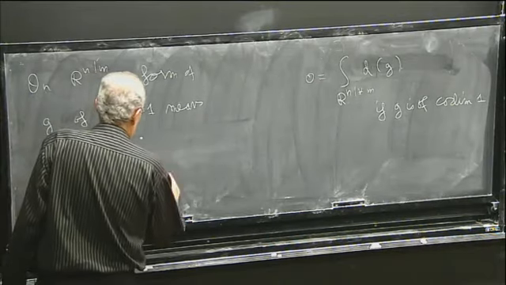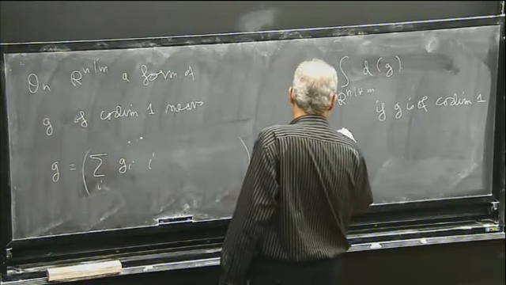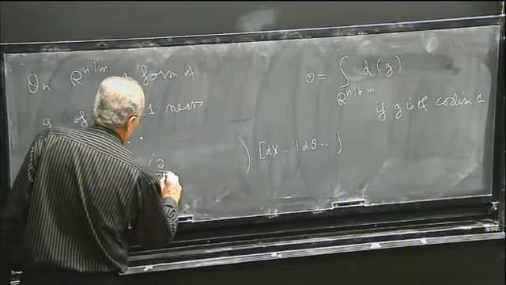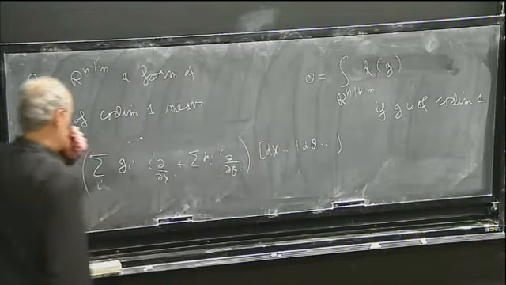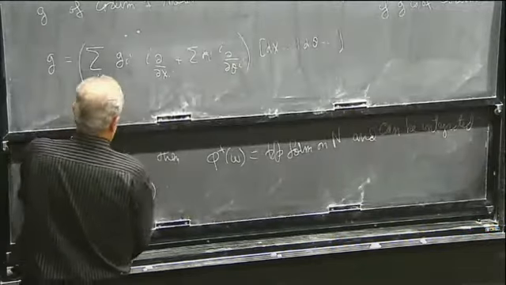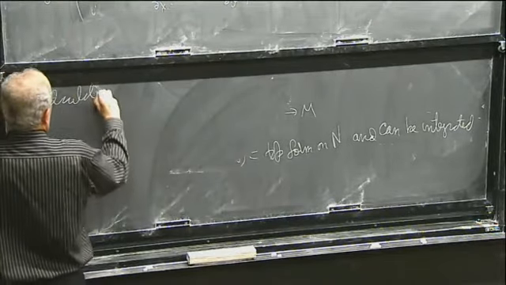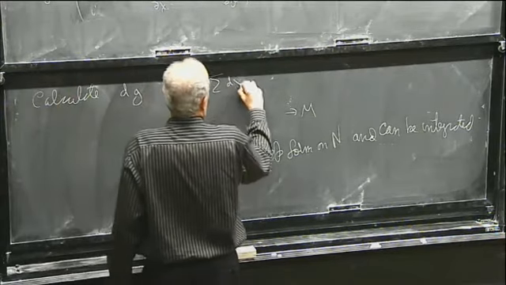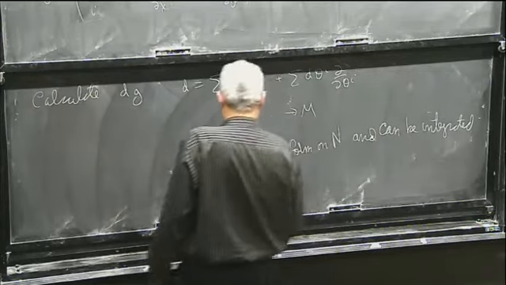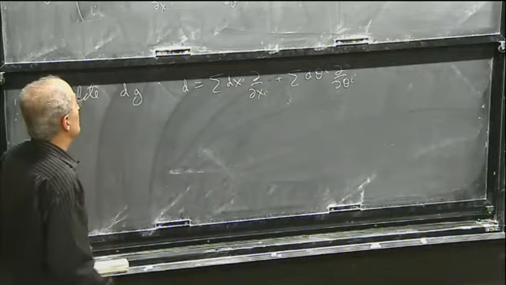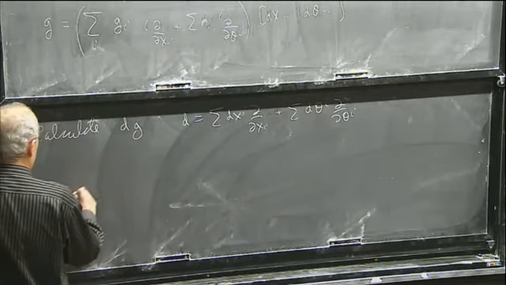So, a form of codimension 1 is gotten by acting on a top form with contraction operators with respect to either d by dx or d by d theta. Then we calculate dg, where d is the sum of dxi times d by dxi plus d theta, d by d theta. And the only terms that matter are the terms that restore whatever dx or d theta was removed by the contraction operator.